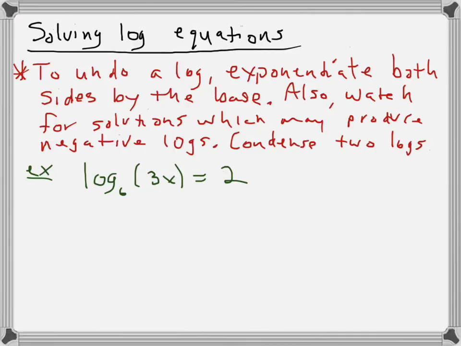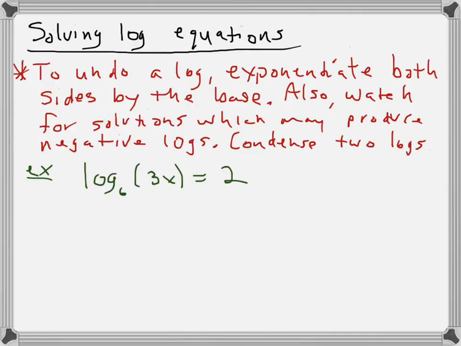Log base 6 of 3x equals 2. Now, you might be thinking, I can expand that left side: the log base 6 of 3 plus the log base 6 of x. Let me tell you, that's not the correct strategy, even though it's not incorrect, because the goal for these logarithmic equations is to have a log on one side, like we have now, and exponentiate both sides.